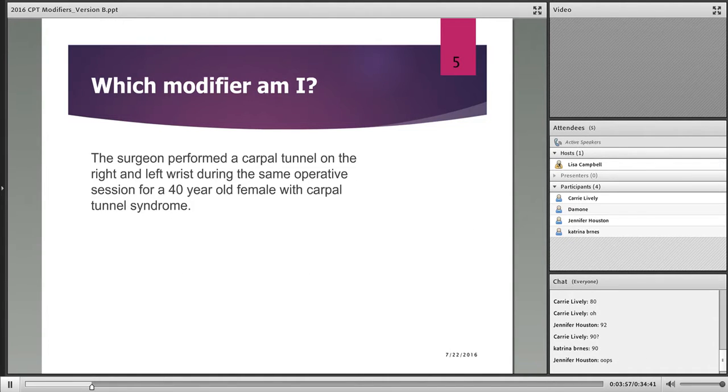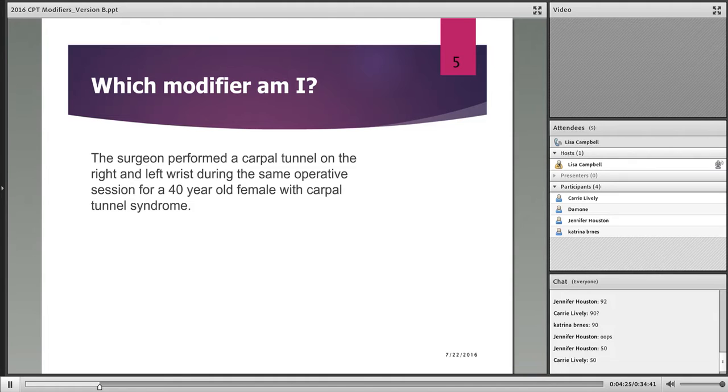Next up, the surgeon performed a carpal tunnel procedure on the right and the left wrist during the same operative session for a 40-year-old patient with carpal tunnel syndrome. So what would the modifier be for this procedure? And it would be modifier 50.